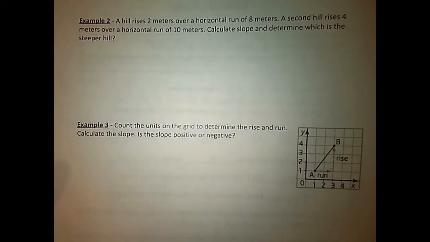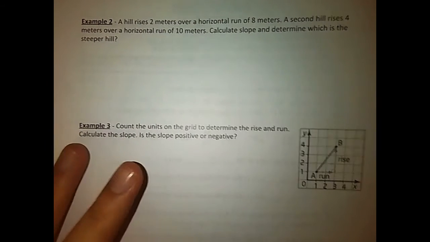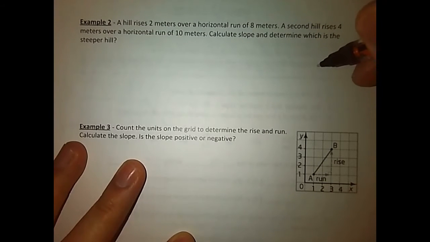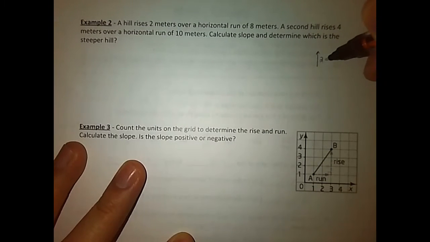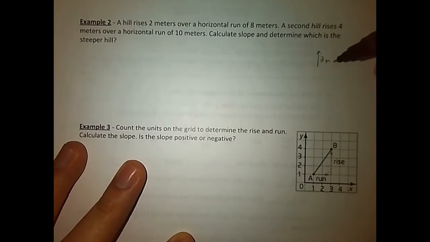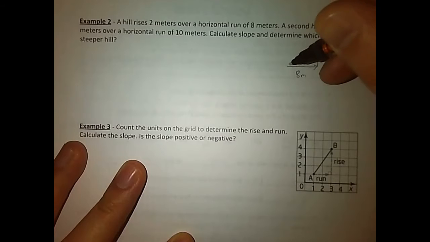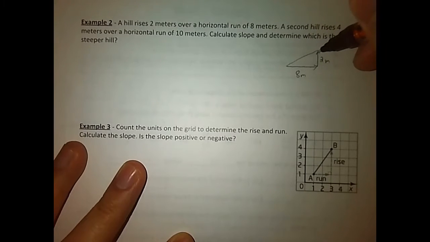Example 2 says a hill rises 2 meters over a horizontal run of 8 meters. Then there's another hill that rises 4 meters over a horizontal distance of 10 meters. Calculate the slope and determine which is the steeper hill. So we can just make a diagram of these 2 hills if we want to. So we have a hill that rises 2 meters, and a horizontal distance of 8 meters. So that's the first hill.